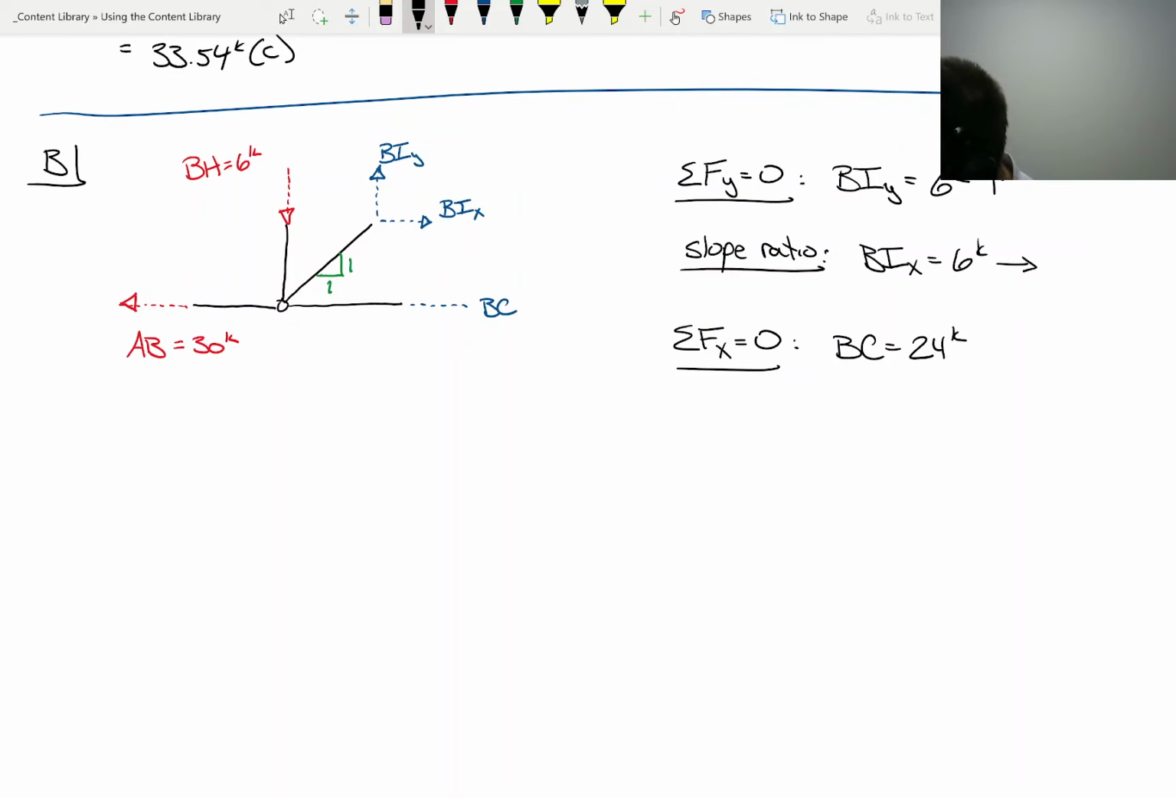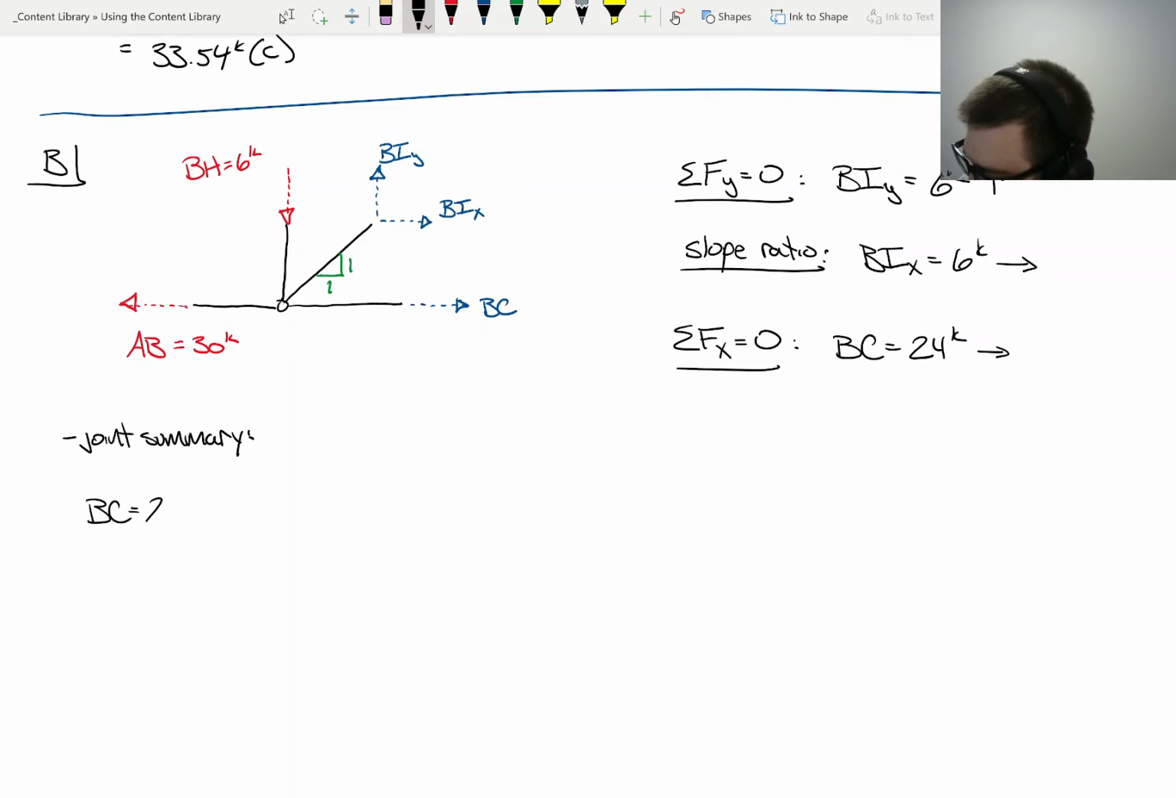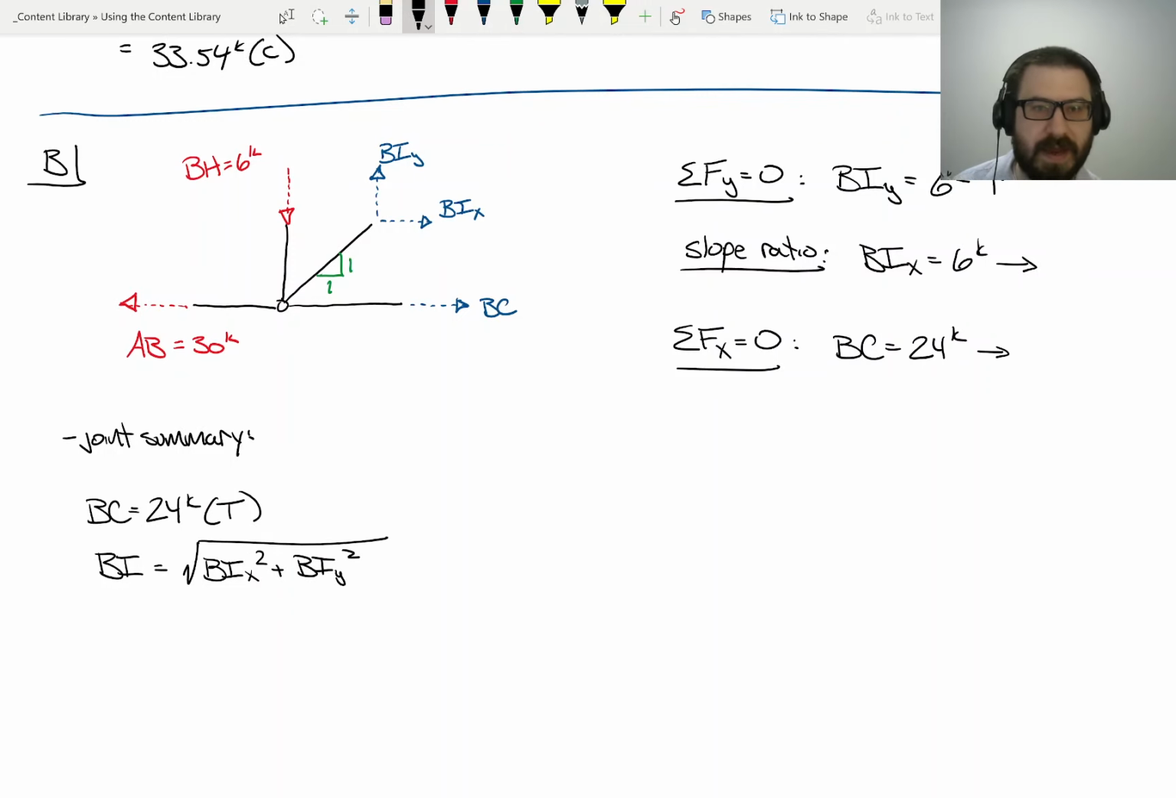Got to be 24 kips to the right. So, do a joint summary. Joint summary tells me that BC is 24 kips in tension because it's away from the joint. And BI is also going to be in tension. Break out the old Pythagorean theorem.